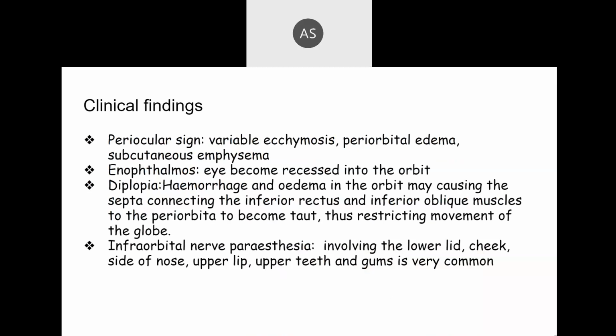For the clinical findings, there are periocular signs, which are variable ecchymosis, periorbital edema, and subcutaneous emphysema. Others are enophthalmos, where the eye becomes recessed into the orbit, and diplopia, from hemorrhage and edema in the orbit, which may cause the septa connecting the inferior rectus and the inferior oblique muscle to the periorbita to become taut, restricting movement of the globe. And lastly is infraorbital nerve paresthesia, involving the lower lid, cheek, side of nose, upper lip, upper teeth, and gum, which is very common.